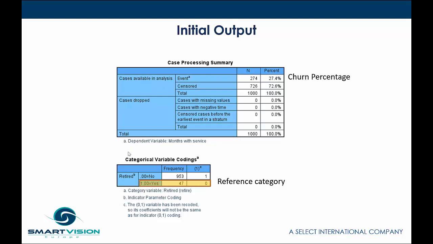The next thing that we see is a categorical variable codings table, simply reminding us that we set our only independent variable that we entered into the model, the retired variable, up as a categorical variable, and that we specified the yes group, the people who are retired, to be our reference category. So when we see a coefficient value, it will be in reference to that, meaning the effect of not being retired effectively. That's what the reference category refers to. It's important to bear in mind here that there are only 47 cases, so it's not a very large group within the data set itself.